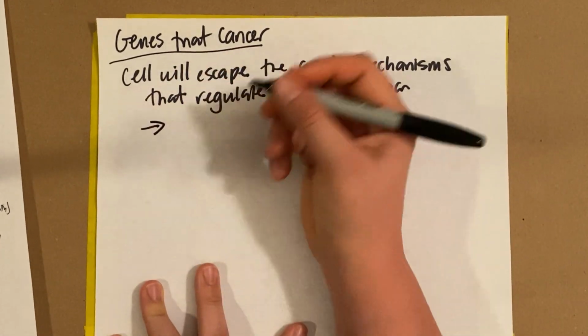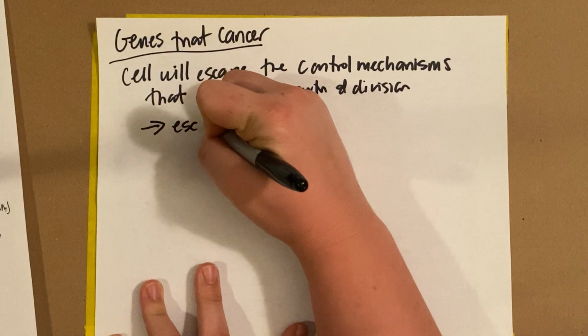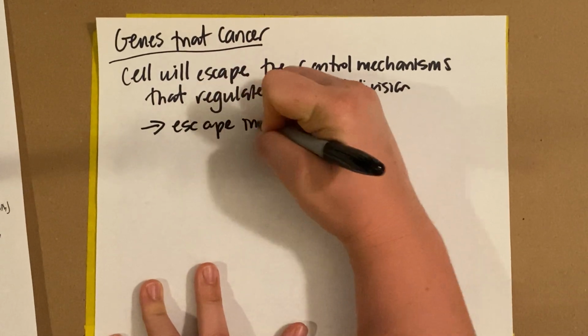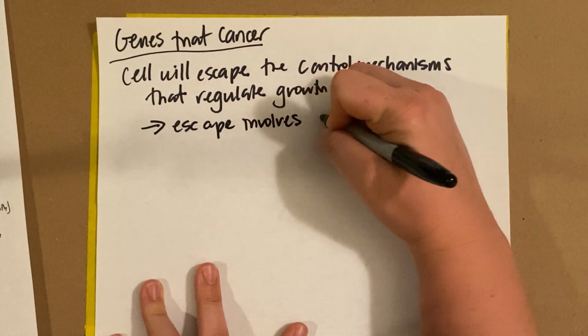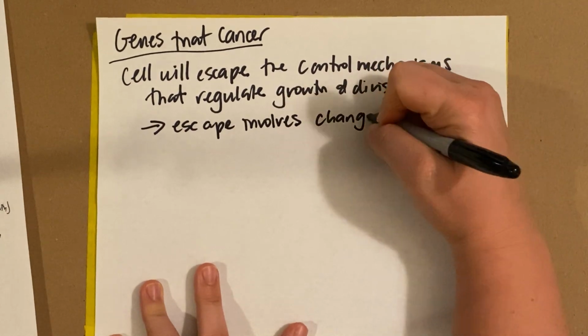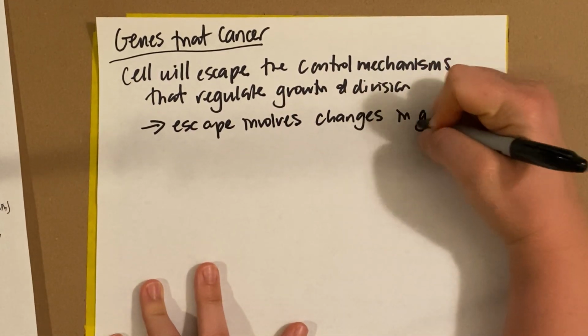Okay, the way that the cells escape this, so we have cell escape, involves changes in gene expression.